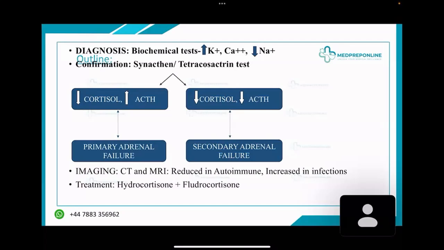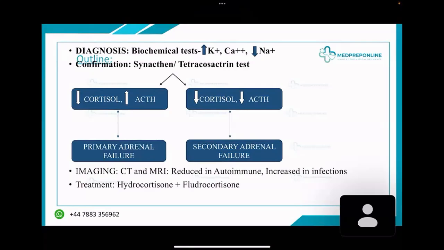Now, when we do synactin test, which is basically a synthetic ACTH test, if you get a decrease in cortisol with increase in ACTH, so you know the problem lies with the adrenal, right? So this is a primary adrenal failure. The main pathology lies in the adrenal gland. But if you're getting a result which shows decrease in cortisol as well as decrease in ACTH, this is a secondary adrenal failure. The cause probably lies in the pituitary gland.